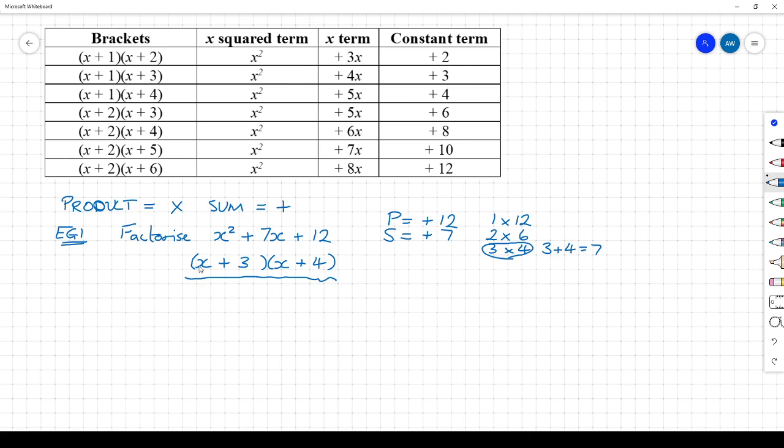And if you wanted to, you could test it out. x times x, x squared. x times 4 is 4x. 3 times x is 3x. 4x and 3x, 7x. And 3 times 4, 12. There we go. I just did a quick check, quick multiplying out. And when you get really good at multiplying out, you will be able to check it quickly like that. Let's look at another example.